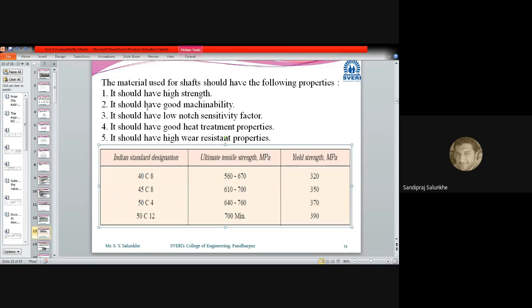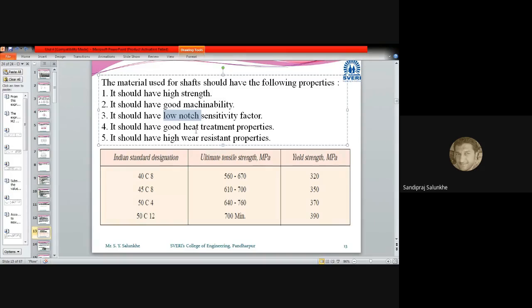It should have good machinability because the shaft is basically a stepped shaft. That is nothing but we are going to use different diameters on that shaft. Then we have to avoid as far as possible the notches which are created on that shaft, so the material should be less sensitive to the notch. That means we have to use tough material.